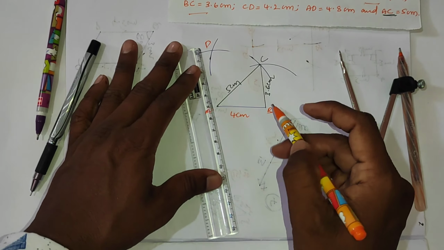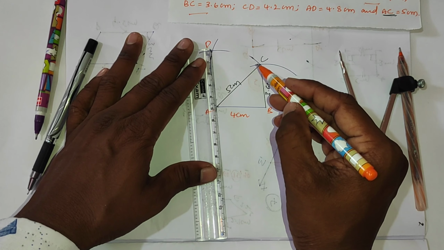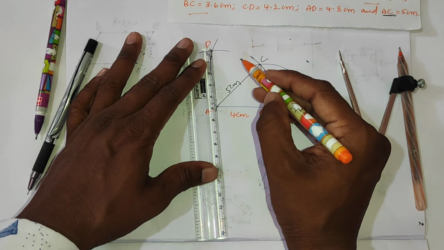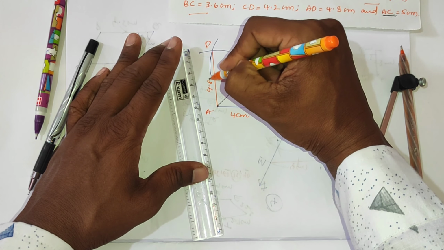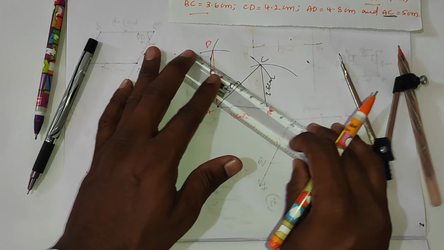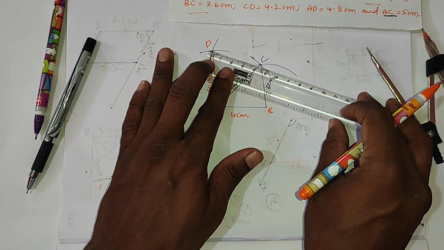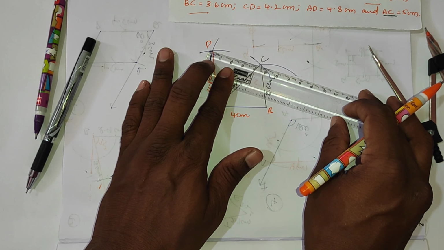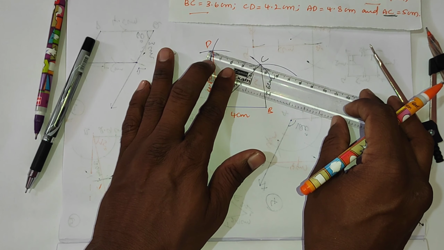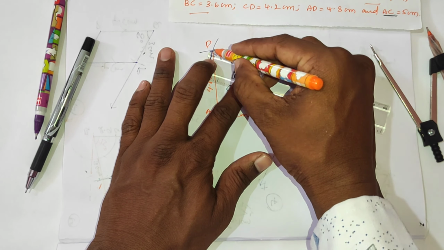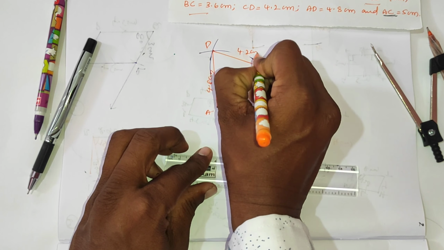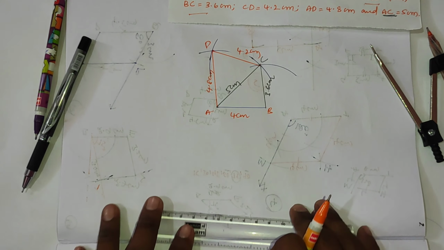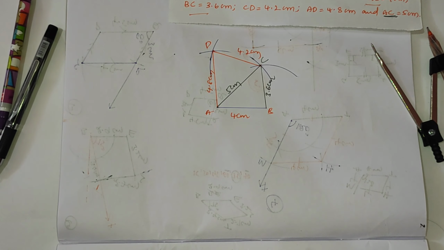Now simply join A to D, which is 4.8 centimeters, and join C to D. What is the length we got here? It's 4.2 centimeters. So this is our required quadrilateral ABCD.